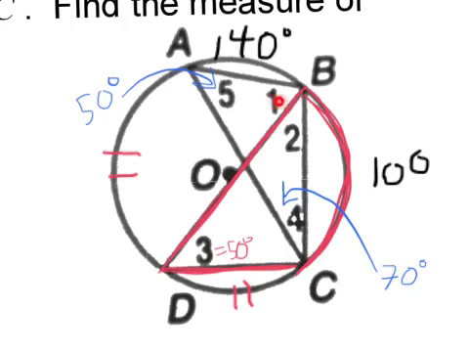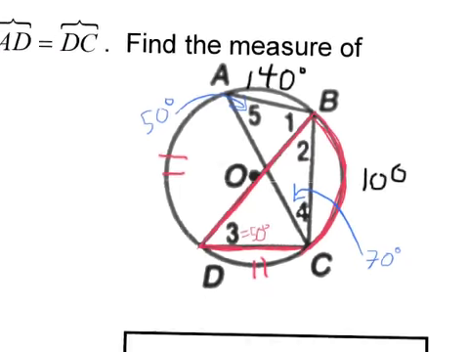Now for angles 1 and 2, we have a problem. We see that 1 intercepts this arc, and 2 intercepts this arc. So they intercept congruent arcs. So whatever this arc is, 1 is going to be half of it, and 2 is going to be half of it, and they're going to be equal because they're both half of the same measure. But we need to figure out what that arc is first.